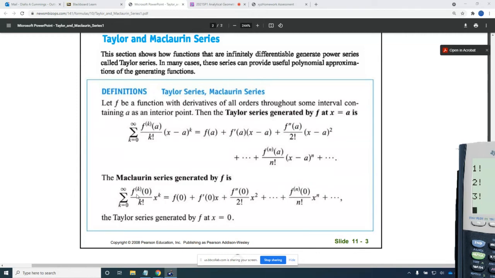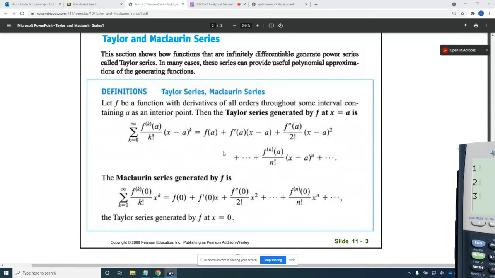Here we have the Maclaurin series, and keep in mind that the Maclaurin series uses the Taylor series expansion. The only difference is that your Maclaurin series is centered at 0, right? So wherever we see an a, we would substitute in 0.